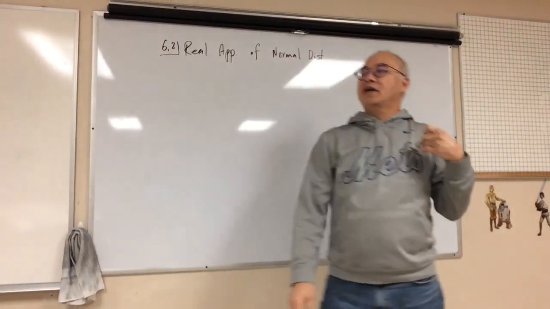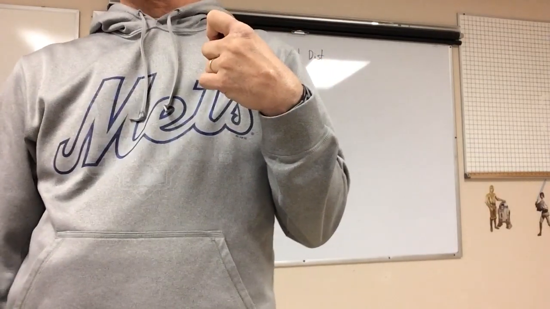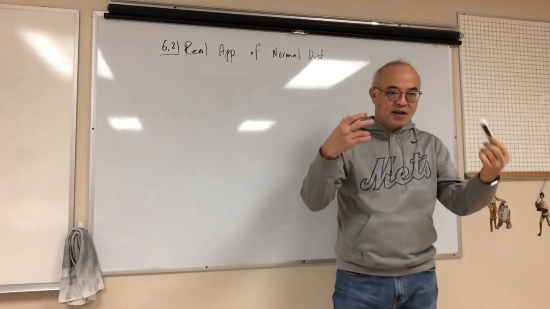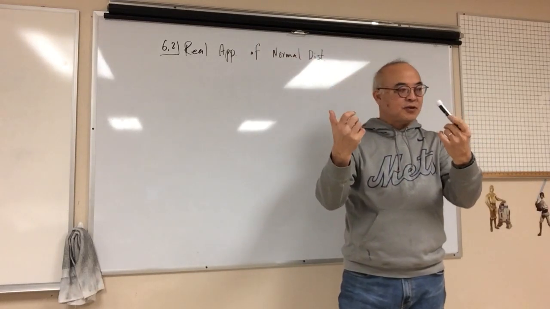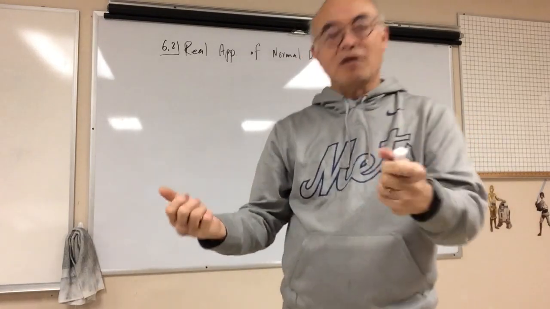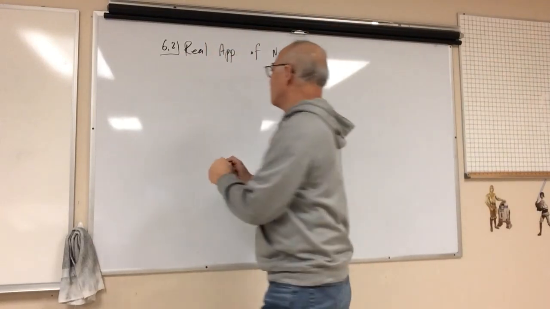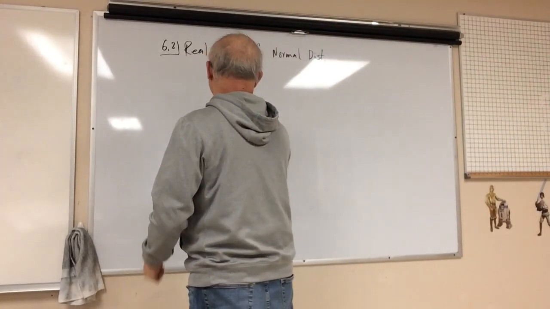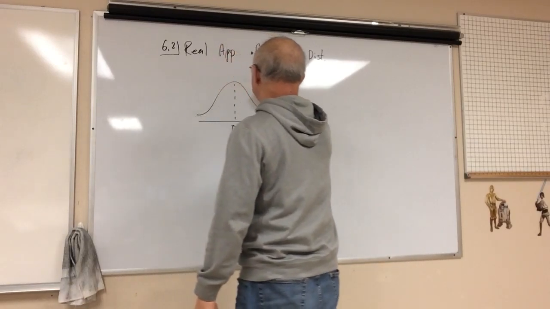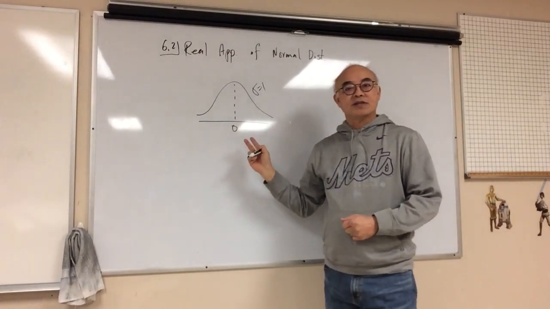So far in 6.1 we talked about the standard normal distribution, which is a normal distribution that has a mean of 0 with a standard deviation of 1, right? So as far as we know, we were able to use the table and such in a situation like this, right?